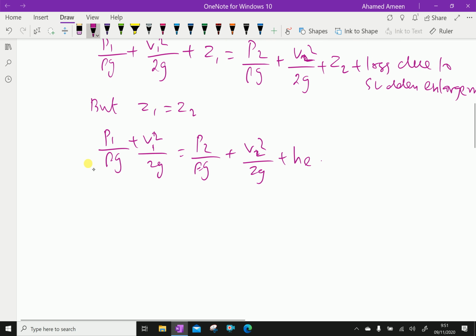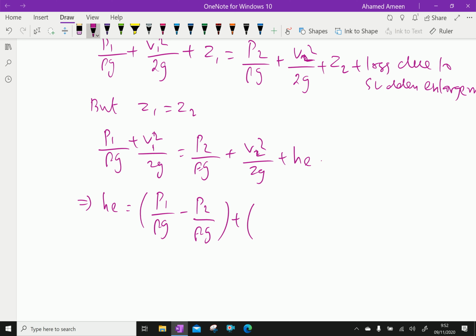From this we can get HE equals P1 by rho g minus P2 by rho g plus V1 squared by 2g minus V2 squared by 2g.